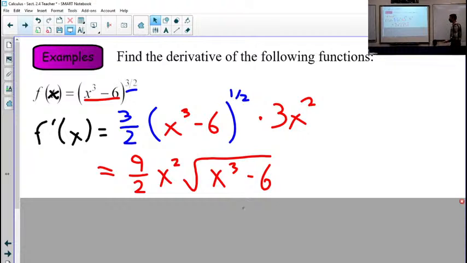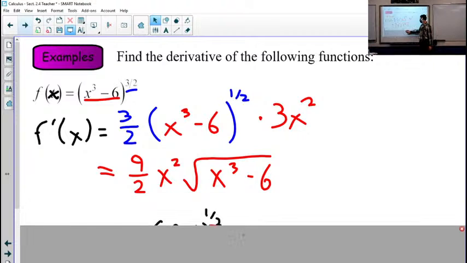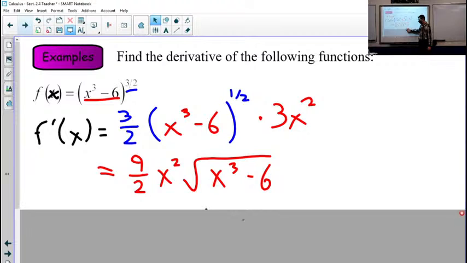For example, if I asked you what the domain was, I'd rather answer a domain question down here than up here. It's easier to notice quickly what's causing the domain restriction, which is the square root. Try the next one.